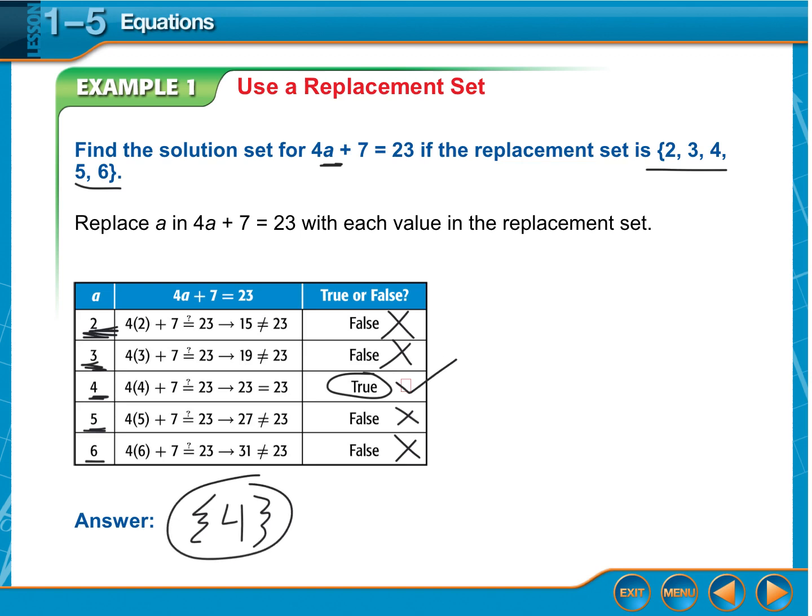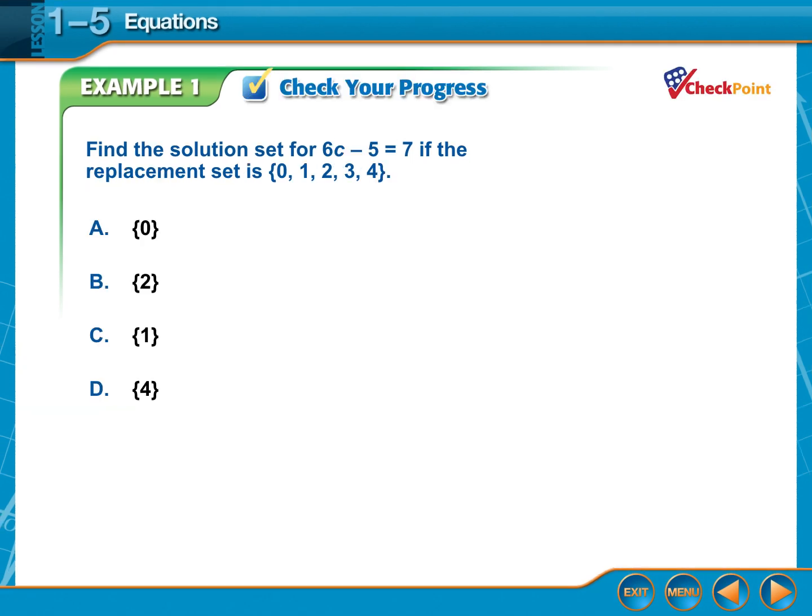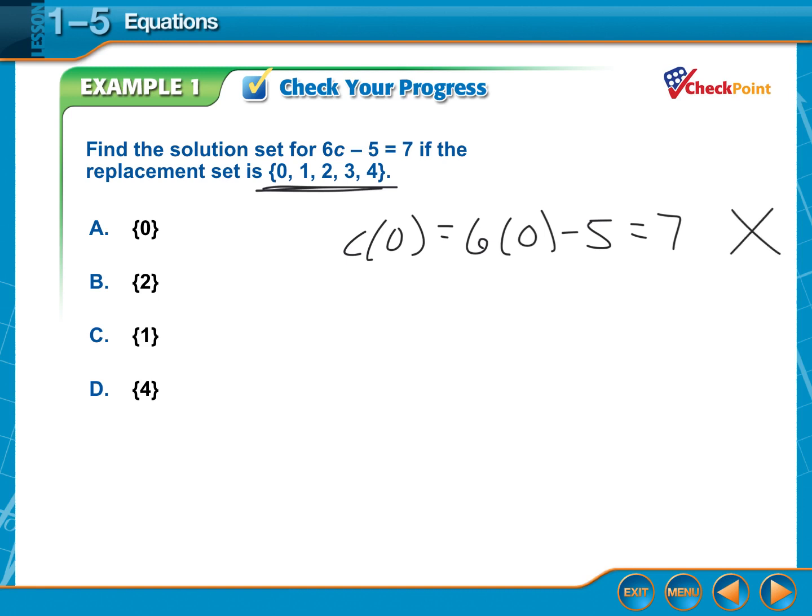Okay, so next one, it wants us to find the solution set for 6c minus 5 equals 7 using this replacement set. So, what do we do with the replacement set? Substitute in for C. So, if I put C of 0, I have 6 times 0 minus 5 equals 7. 6 times 0 is 0, right? And then 0 minus 5? Negative 5. Does negative 5 equal 7? No. So, that one does not work.